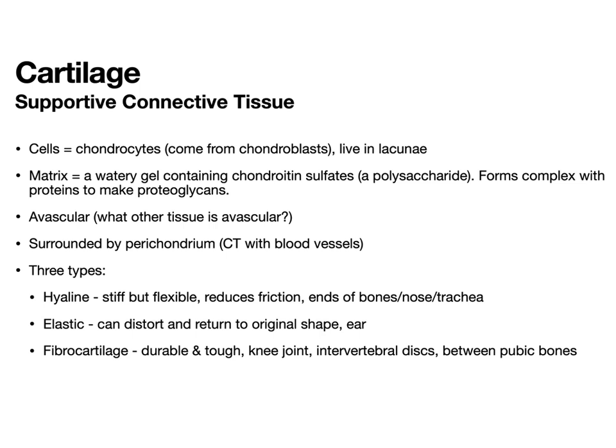The matrix of our cartilage is a watery gel containing chondroitin sulfates, which are polysaccharides. It forms a complex with protein to make those proteoglycans, and it is also avascular. So remember, we've talked about two different types of tissue that are avascular. We have our cartilage, and what other tissue is avascular?